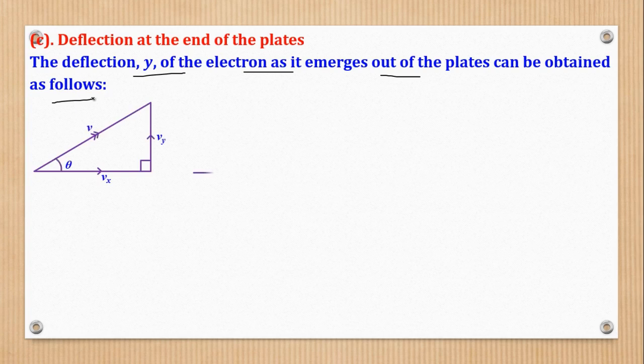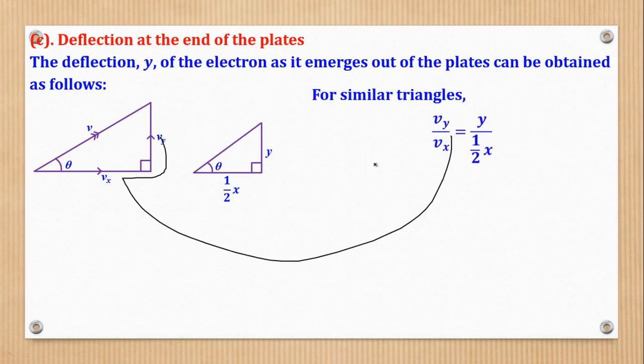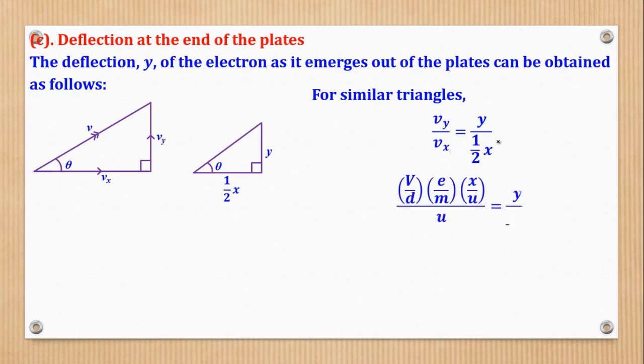So we shall draw our right angle triangle, then also draw a triangle for the distances. This is a triangle for the velocities, triangle for the distances. They are similar triangles. Therefore, for similar triangles, we shall say that Vy over Vx is equal to y over a half x.